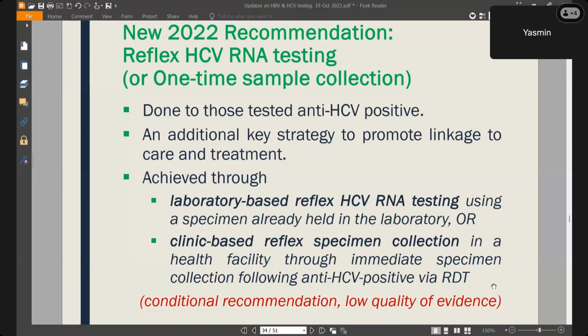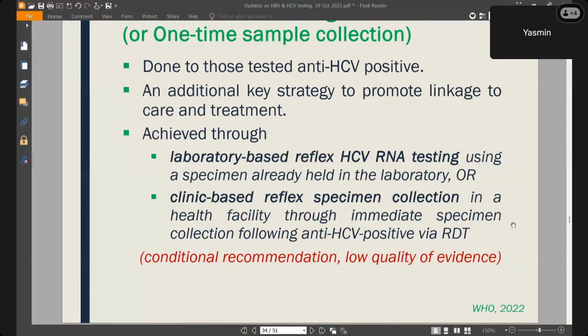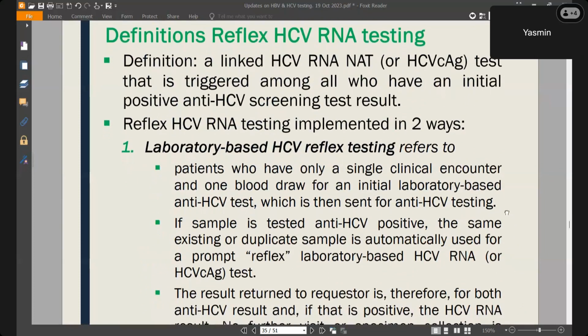Again, this is fairly new, so the recommendation is conditional, and the quality of evidence is still pretty low. Next. Although I must say that I read about 2 successes, one in Canada and the other somewhere in Asia, I don't remember. But the Canadian one found it was very cost effective doing this reflex testing.